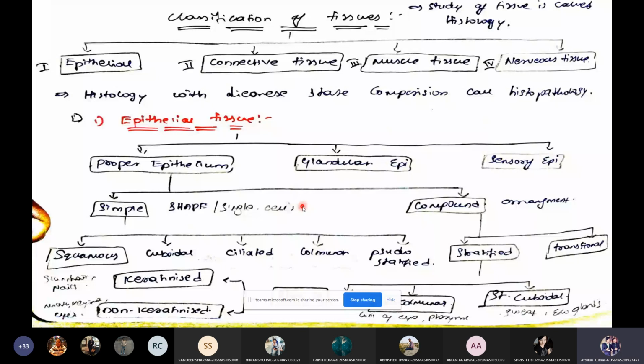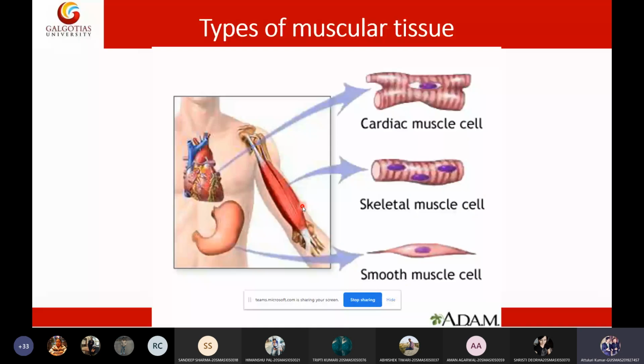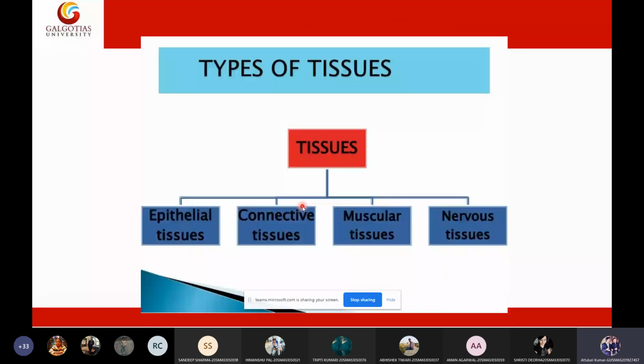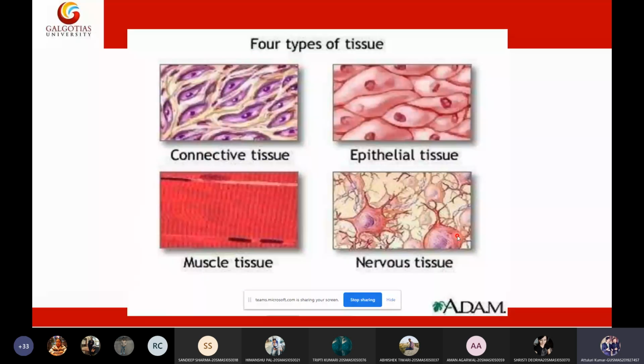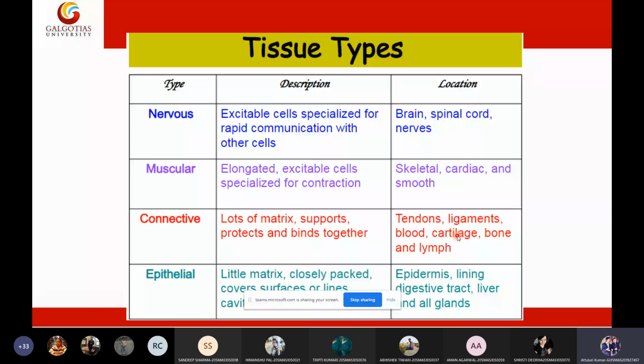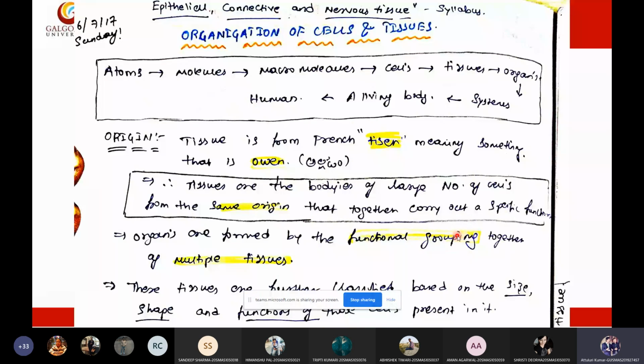I will show you the previous slide, students. See here. What I discussed so far is that we have 4 types of tissues: epithelial tissue, connective tissue, muscular tissue, and nervous tissue. Then I discussed the tissues and their locations in this table. Then I came to these notes, my written notes. In these written notes, we are going to the epithelial tissue. You can see the classification of tissues here, right?